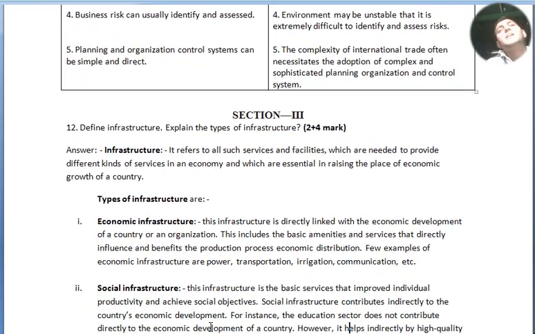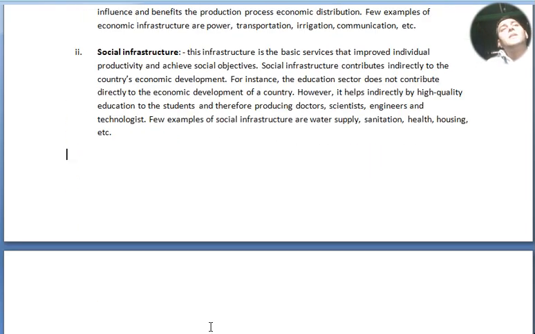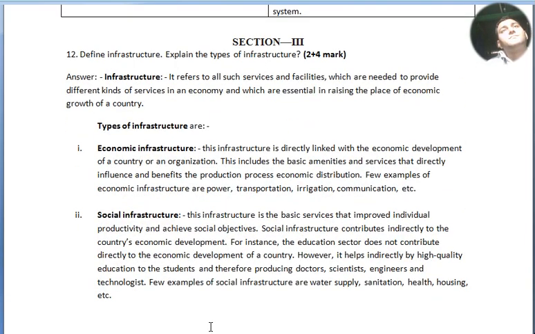Now section 3, question number 12. Define infrastructure. Explain the types of infrastructure. Infrastructure refers to all such services and facilities which are needed to provide different kinds of services in an economy and which are essential in raising the pace of economic growth of a country.